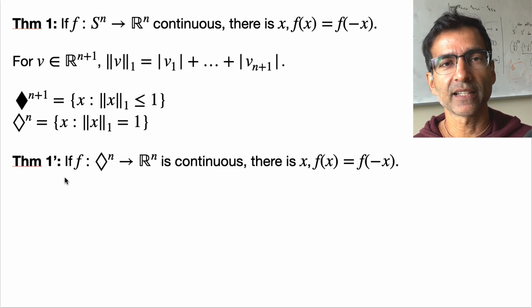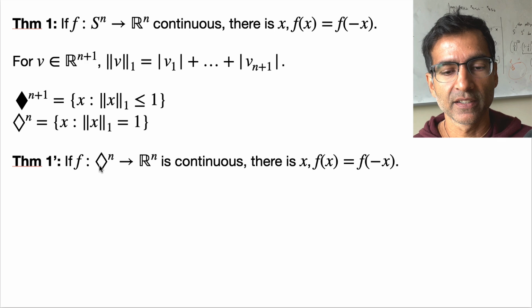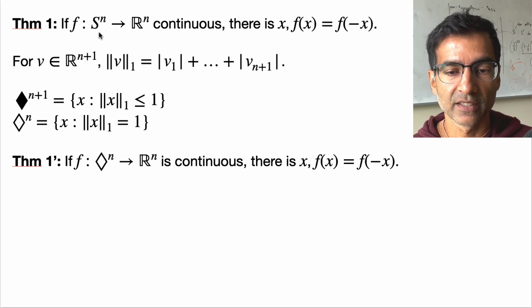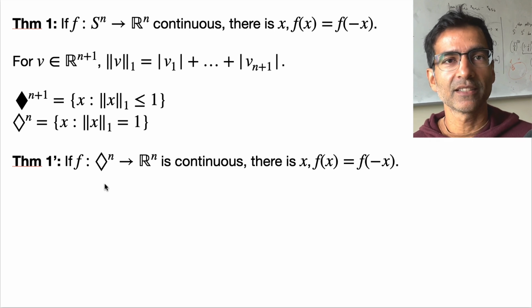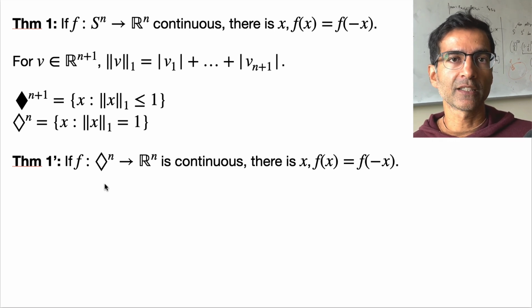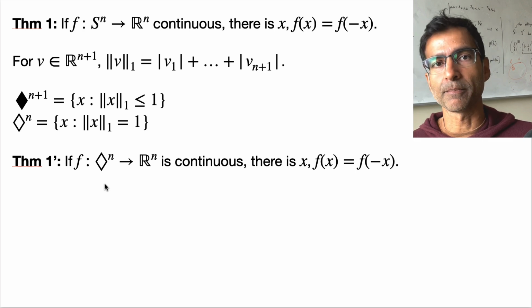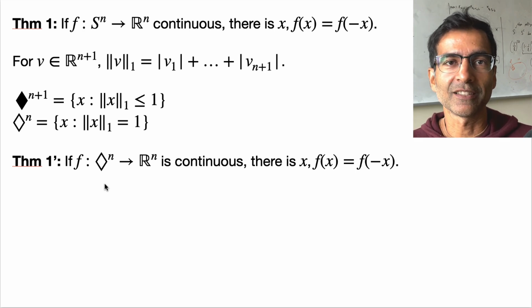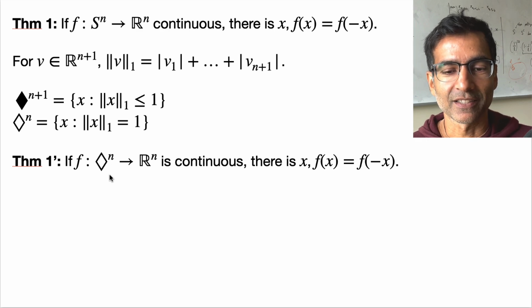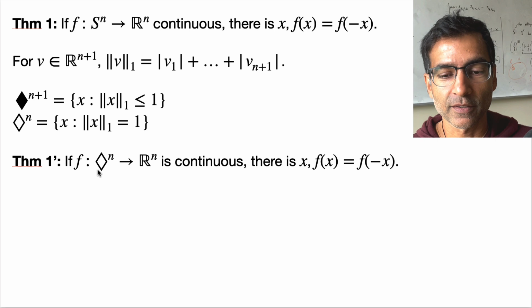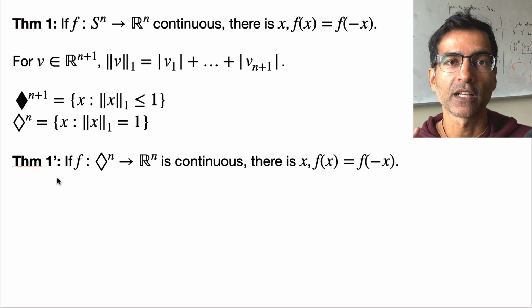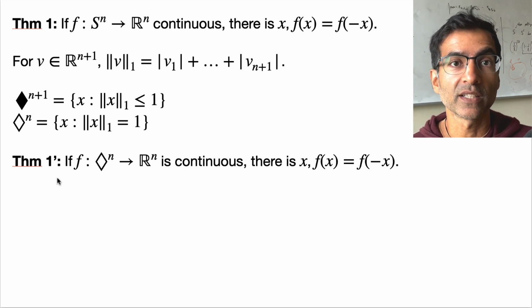The first observation is that it's enough to prove the same fact for the L1 sphere. So I've replaced here the L2 sphere with the L1 sphere. But those two statements are equivalent, because if you have a continuous map for one, you can map it in a continuous way to a continuous map for the other. So from now on, I'm just going to prove this new theorem where the function is defined on the surface of the L1 sphere.